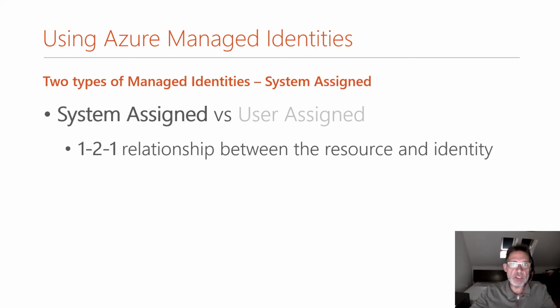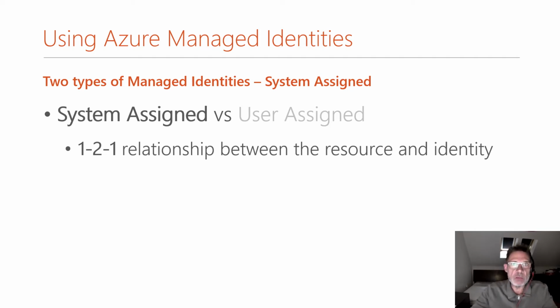If we talk about the two different types of managed identities, the first are system assigned managed identities. When they are enabled on a resource, an identity is created in Azure AD, and that is bound to the resource that the identity was enabled on. It's worth noting as well that a managed identity is in fact a service principal.